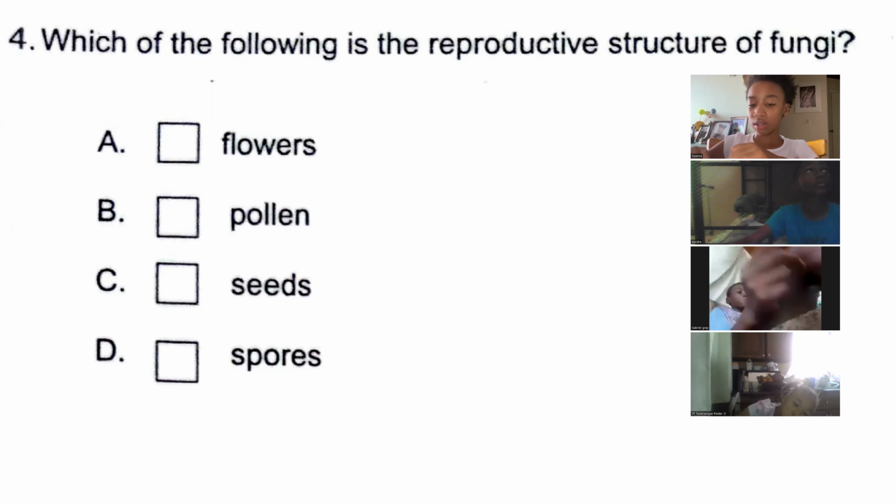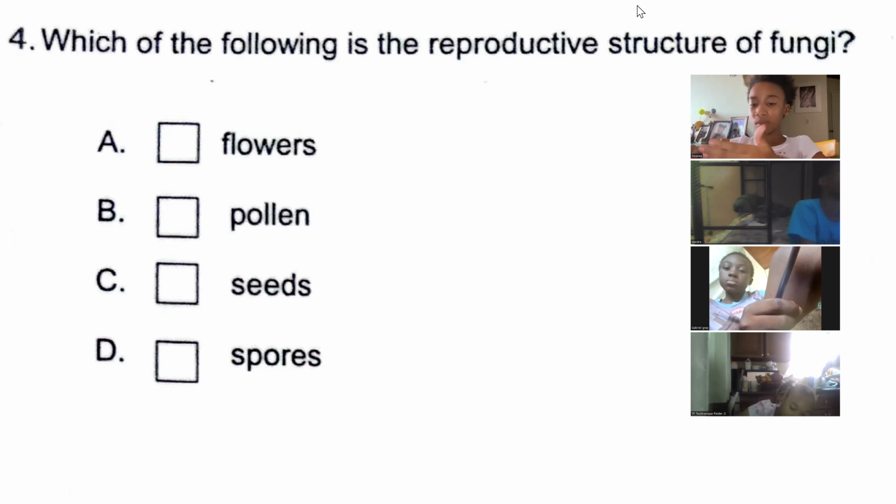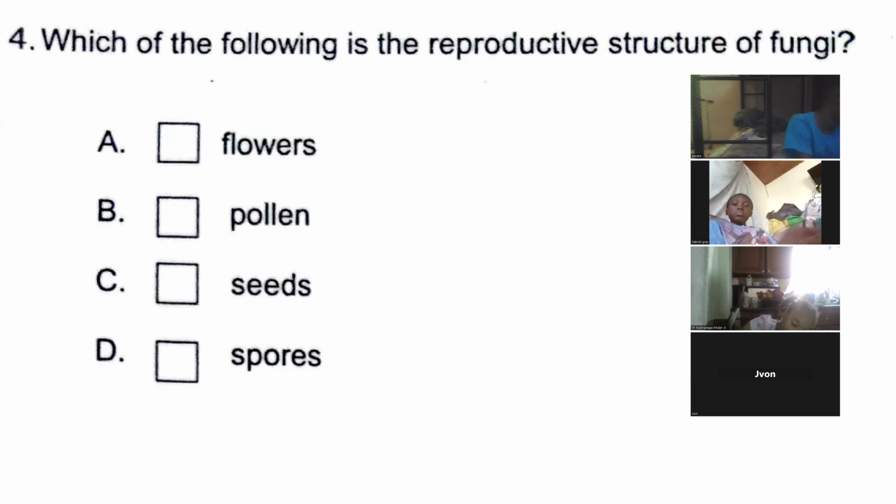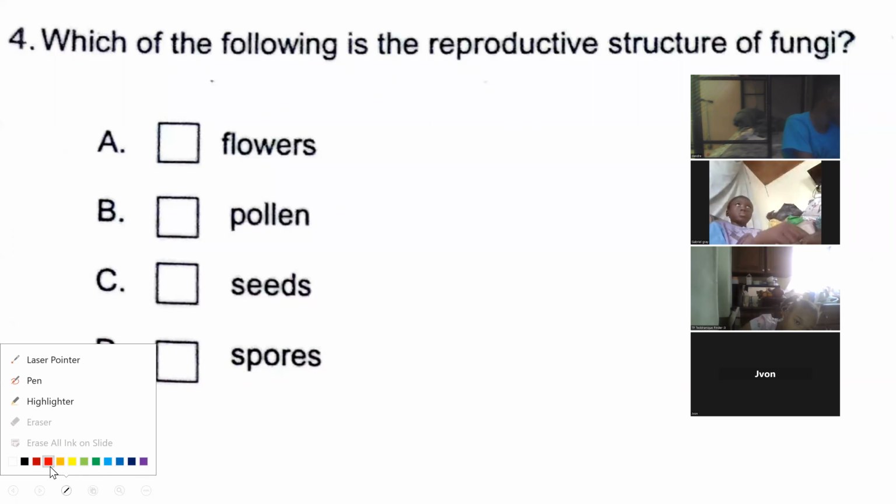All right. Next question goes to Candacia. Which of the following is a reproductive structure of fungi? A. Flowers. B. Pollen. C. Seeds. Or D. Spores. Very good. What's the correct answer? D. What is D? Spores. Very good.